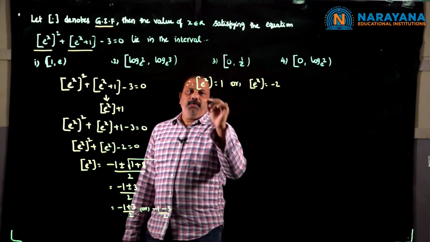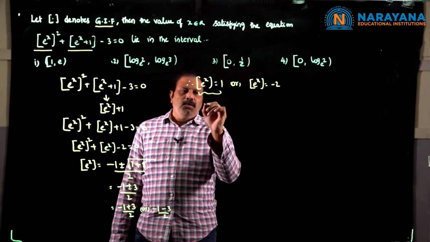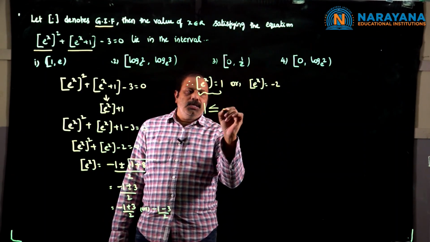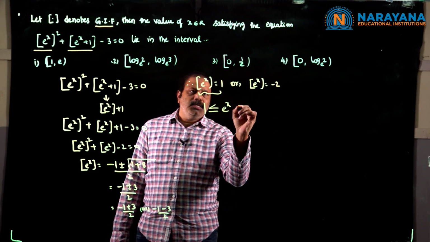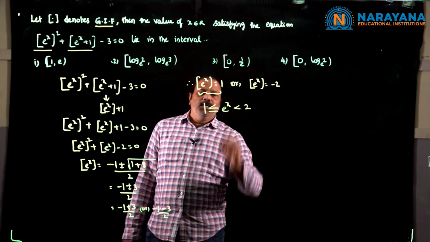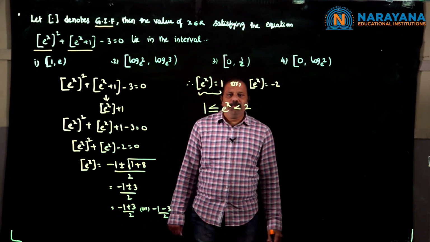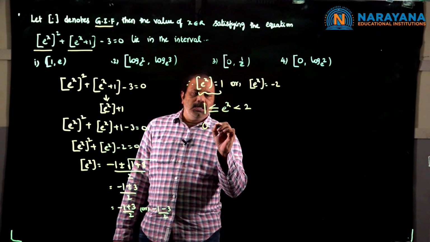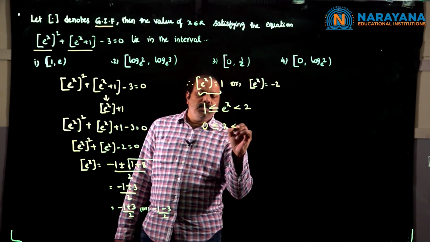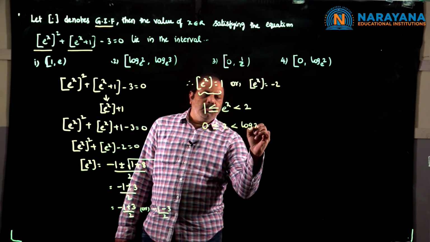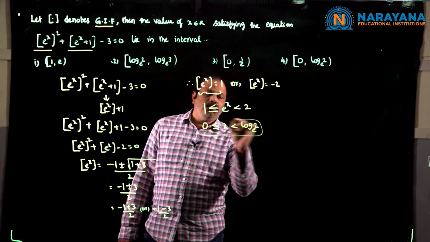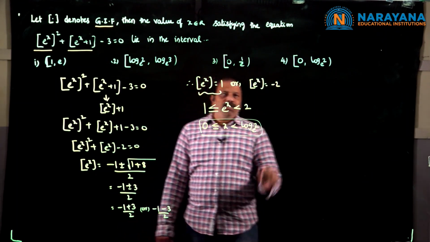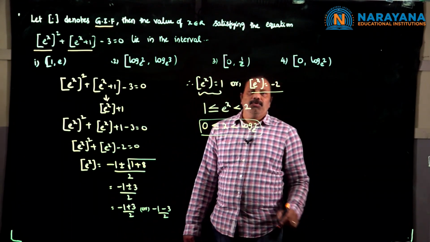Now, [e^x] is equal to 1 means 1 is less than or equal to e^x, which is less than 2. Then only [e^x] will become 1. From this, applying log on both sides, 0 is less than or equal to x, which is less than logarithm of 2 to the base e. This is one piece of information. Next information, [e^x] is equal to minus 2.